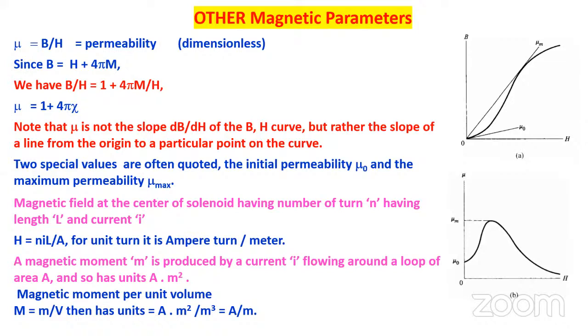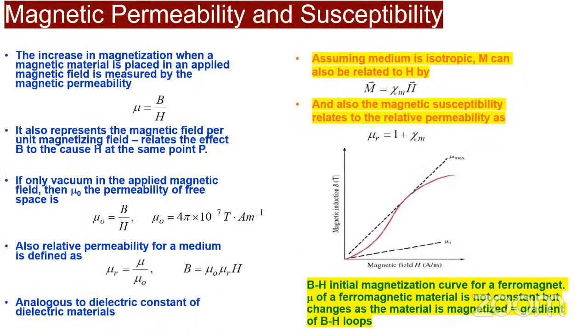And magnetic moment per unit volume, that is magnetization, has the unit ampere meter square by meter cube, that is ampere per meter. So magnetization is also expressed in terms of ampere per meter. Now these are the different terms and terminology which are used while expressing the magnetization.